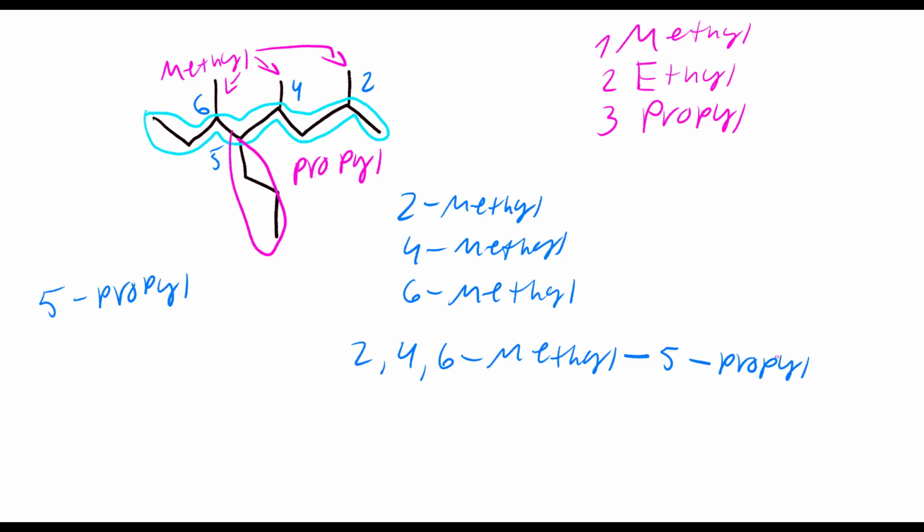We know all their locations. We're going to put them back with their parent. So 2,4,6 methyl 5-propyl. And what is this? 1, 2, 3, 4, 5, 6, 7. So that's a heptane. 2,4,6 methyl 5-propyl heptane. Very, very classy.